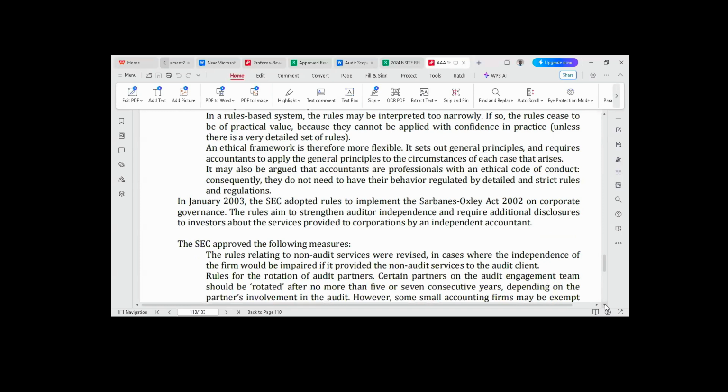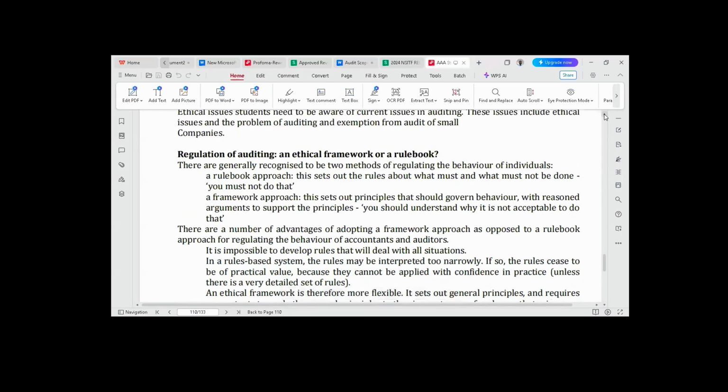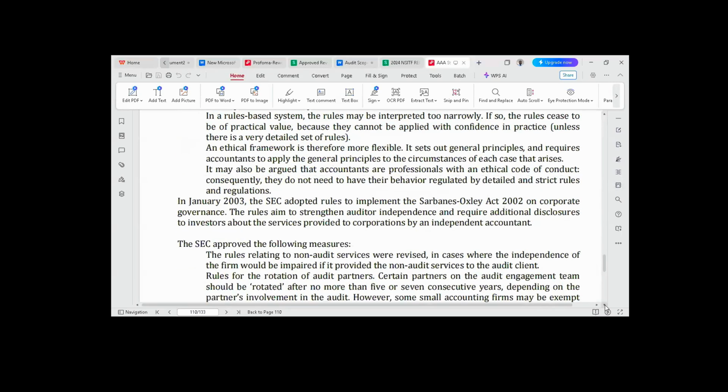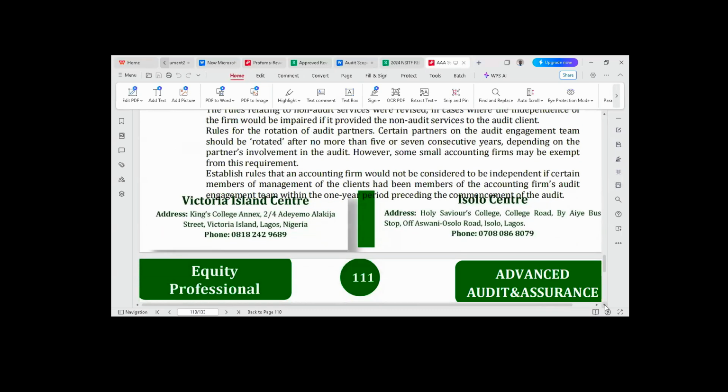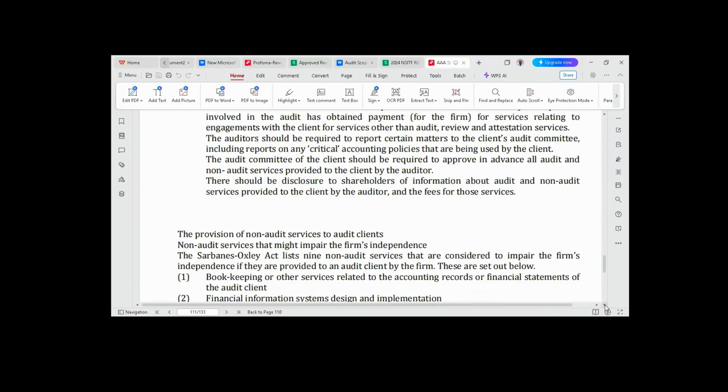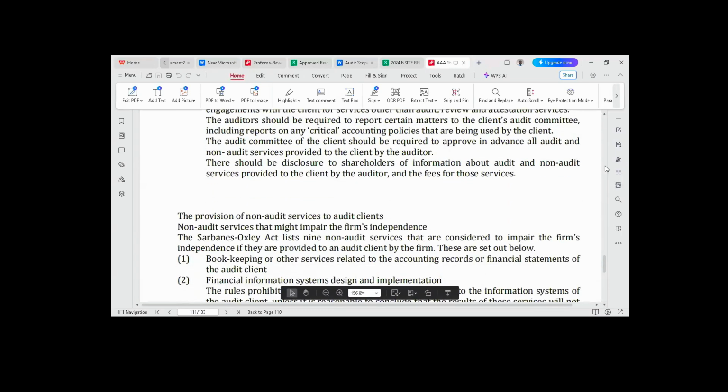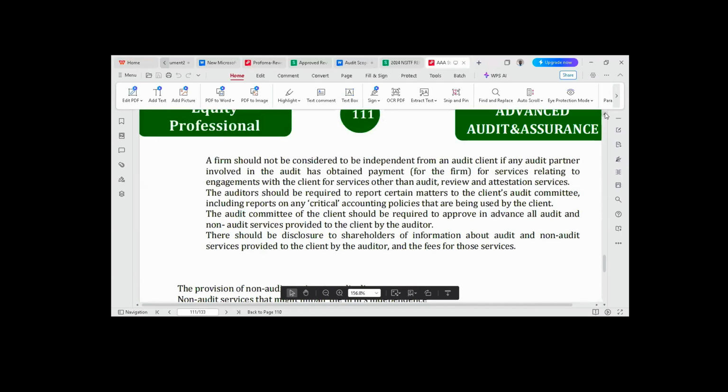Okay? So that is about the first area we look at now, the regulation of auditing, an ethical framework or a rule book approach. So we go to the next area. We look at the area that talks about the Sarbanes-Oxley Act.